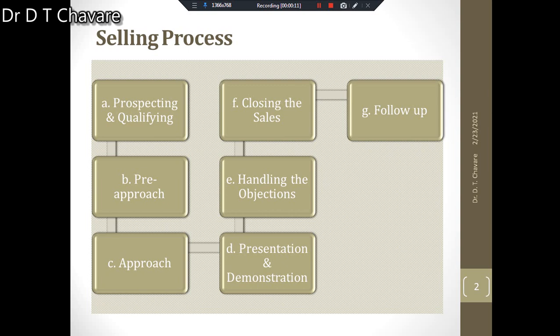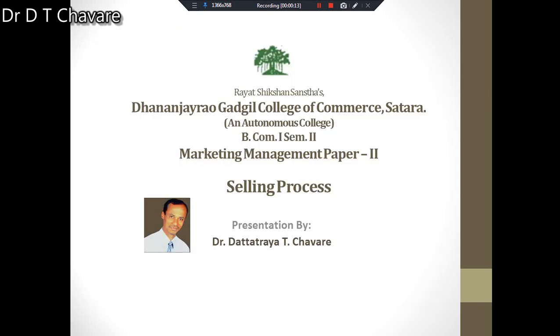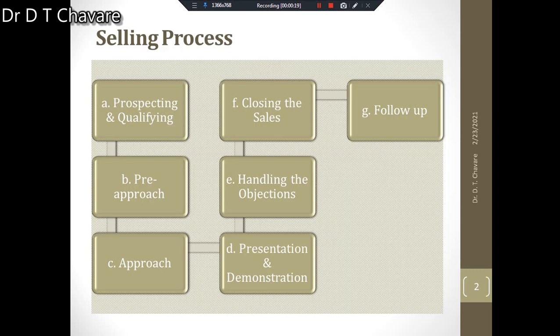Today we have to understand, we have to study, we have to know the selling process. In the selling process, what types of stages are used? What types of steps you have to complete? All such things you have to understand in the selling process. There are several theories for effective selling. Try to understand. Several theories for effective selling are suggested by marketing scholars.